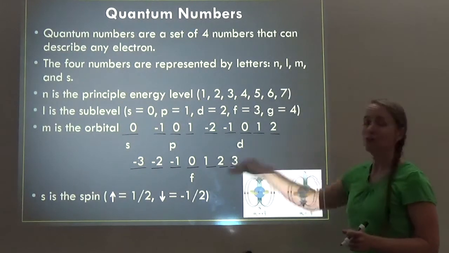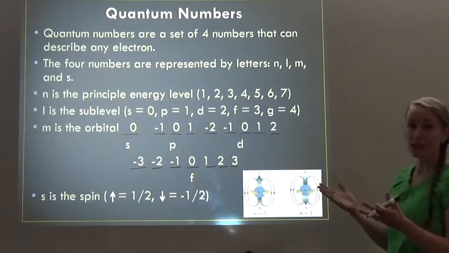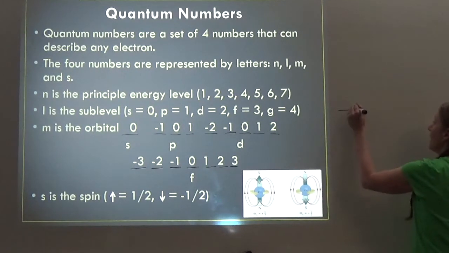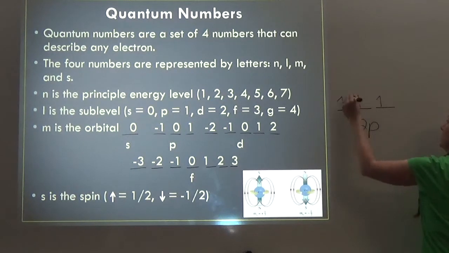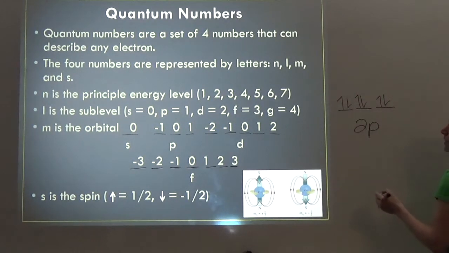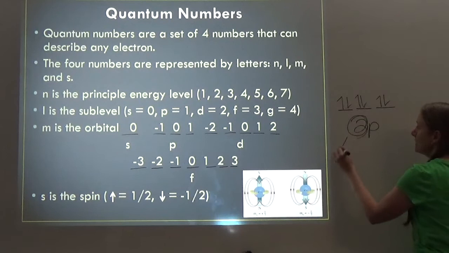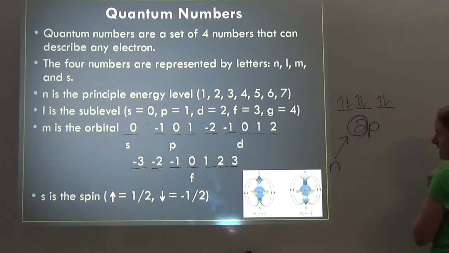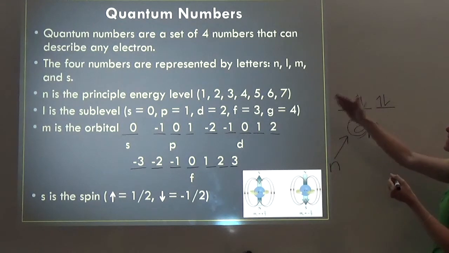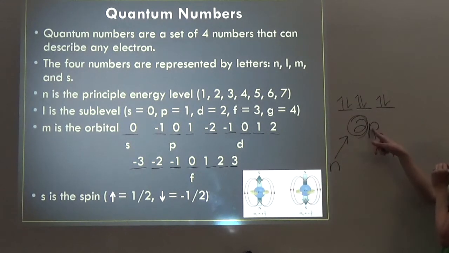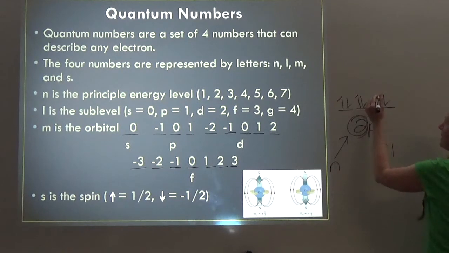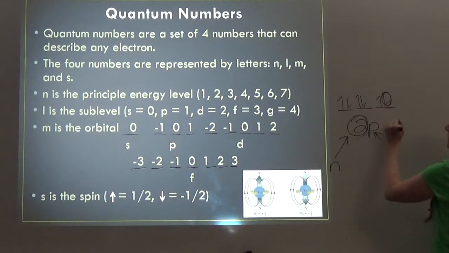Okay, so y'all, before you think, oh my gosh, this is confusing, it's really not. Let's say I have 2p right here. The N represents the number. This would be my N. The P, that is a P. The L represents the sublevel. Let's say I'm asking about this electron right here. The M represents the orbital, and the S represents the spin.